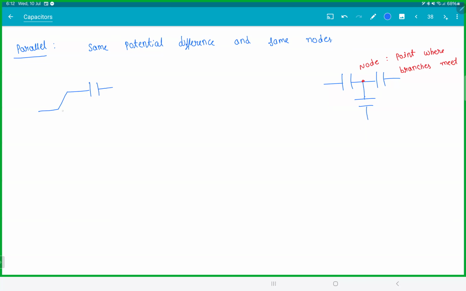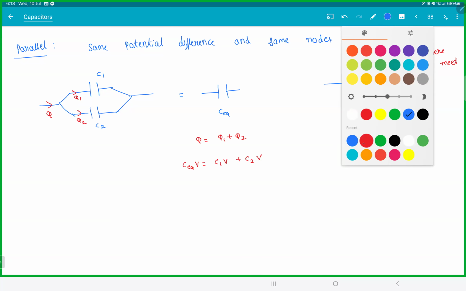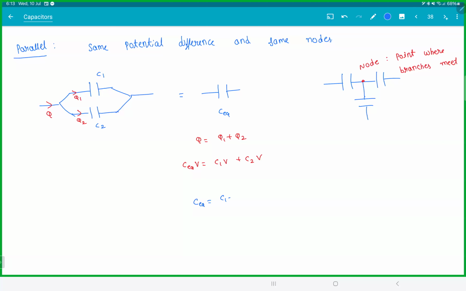So if you have a capacitor like this, C1 and C2, and you want to replace this with one single capacitor, C equivalent. If charge Q is flowing here, let this be Q1 and this be Q2. So we have Q equal to Q1 plus Q2. This would be C equivalent into V. This would be C1 V plus C2 V, because all have the same potential difference. So C equivalent is C1 plus C2.